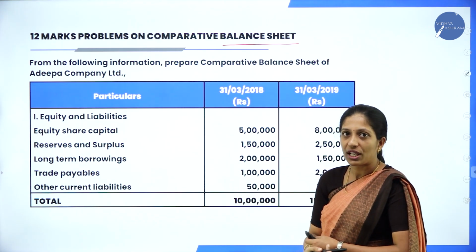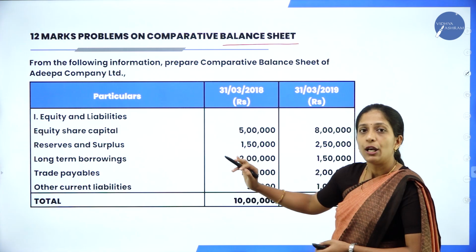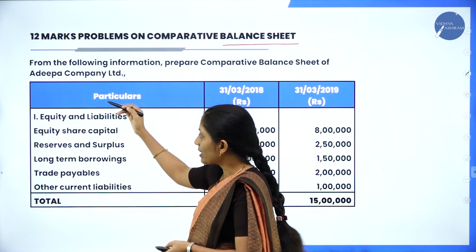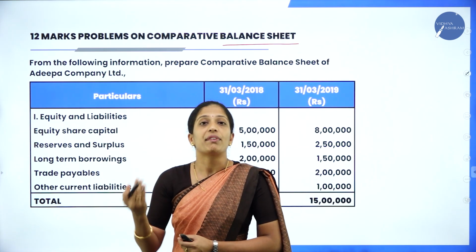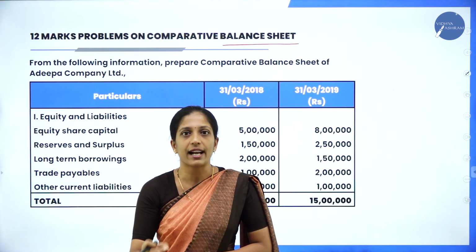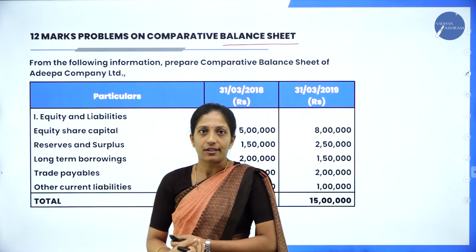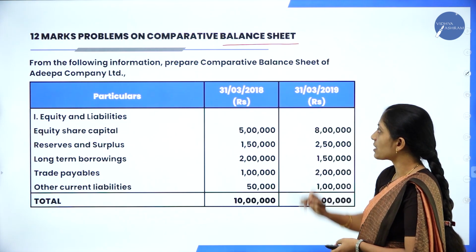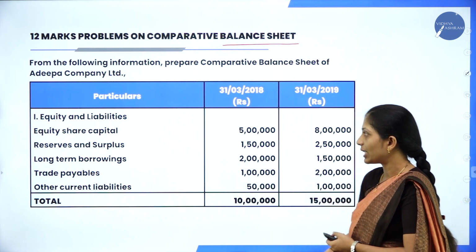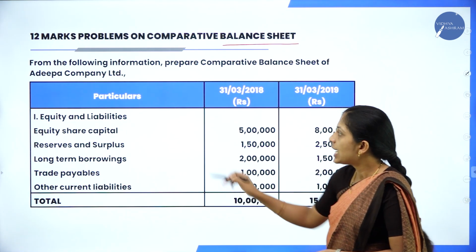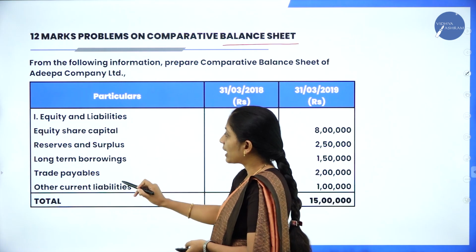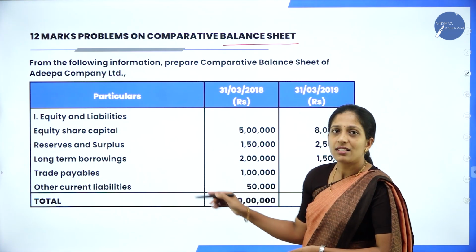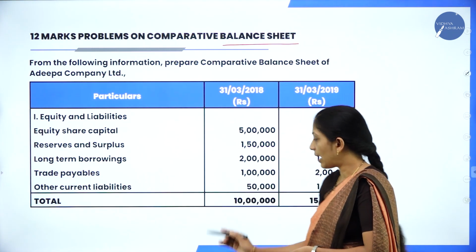So they have given you a few terms where they have given you the balance sheet. Normally in your third chapter, you have learnt about what is the format of balance sheet. So what is the order? In the same order, however they give, we have to write in the exact order and prepare the comparative statement. Now they have given particulars. They have given 2 years data, that is 31st March 2018 and 31st March 2019, which is in terms of rupees. Equity and liabilities, under that equity share capital, reserves and surplus, they have given long-term borrowings, trade payables, other current liabilities, and total they have given here.